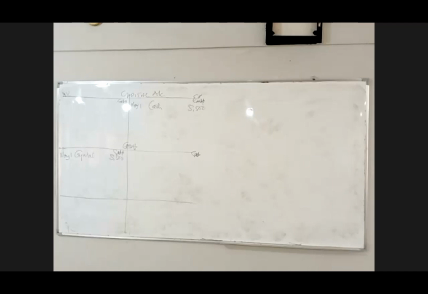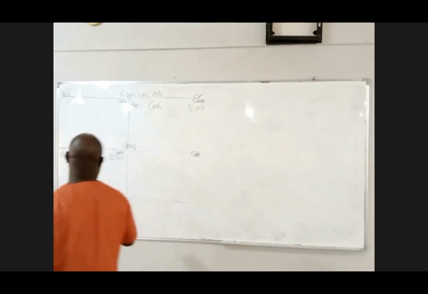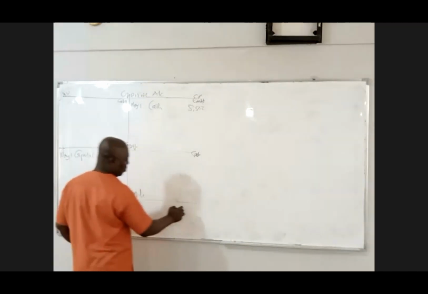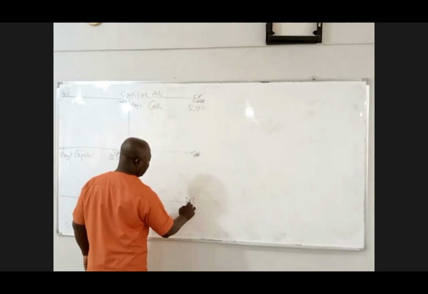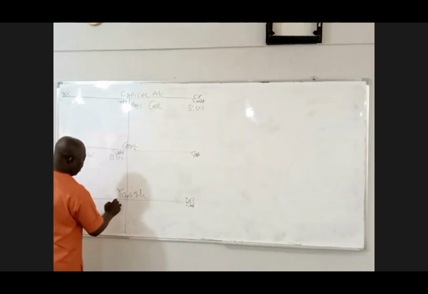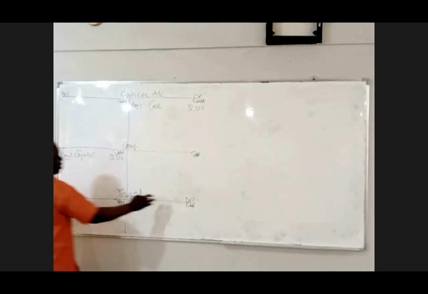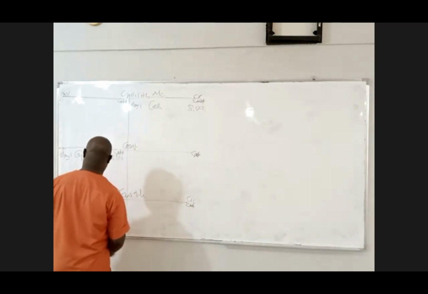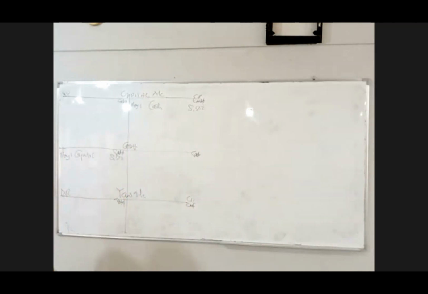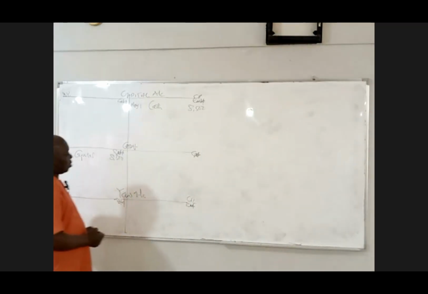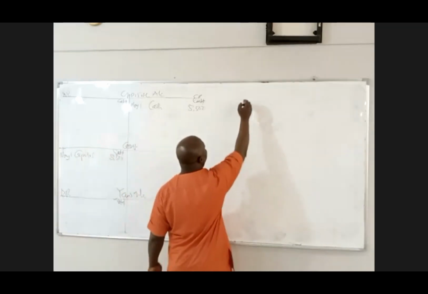Good. So we open Yao's account. Debit. Sorry, this is credit, and then this is debit. And the date is what? May 2nd. Who is giving to who? Yao is giving to what?